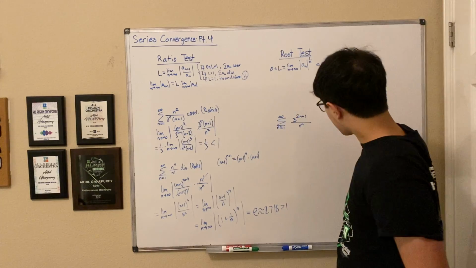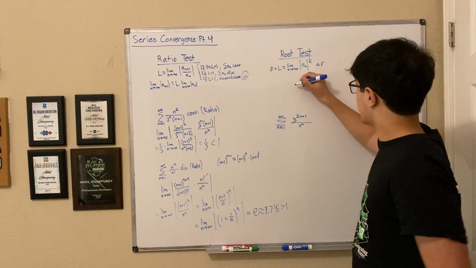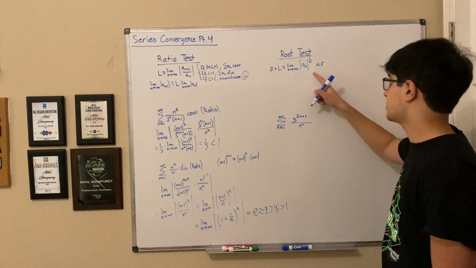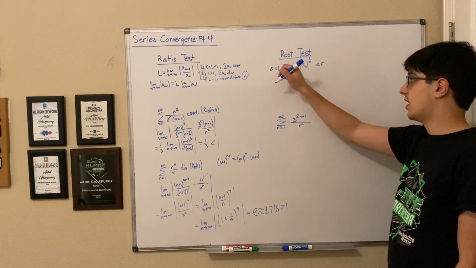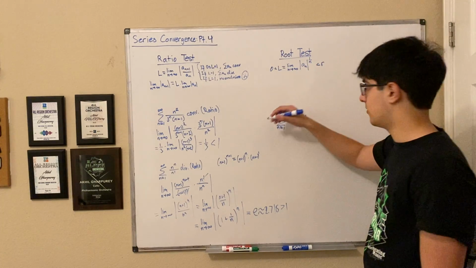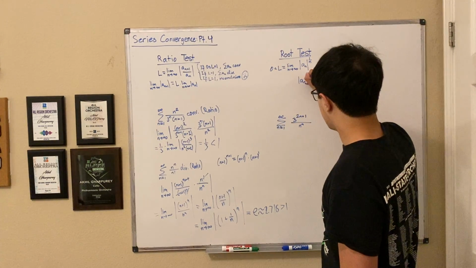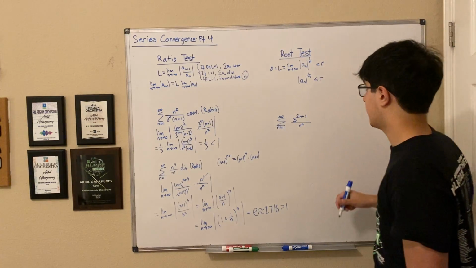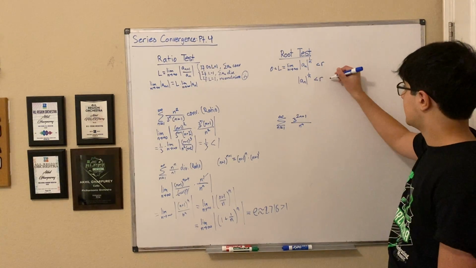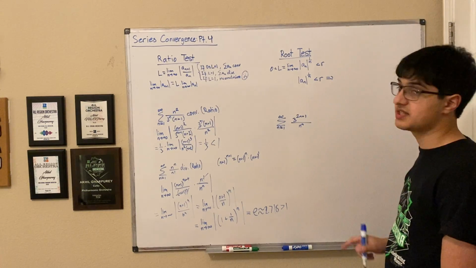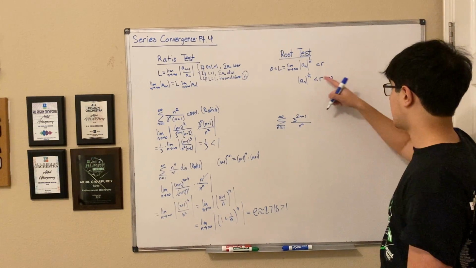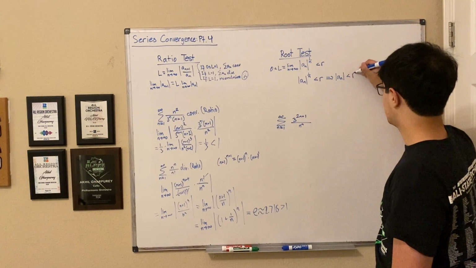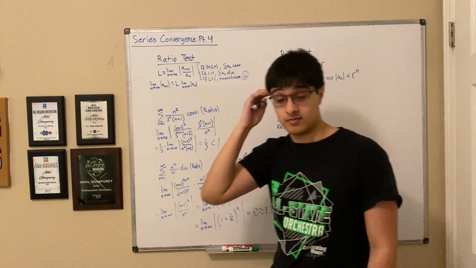Notice here, what we're going to do is kind of change out this expression here. We're going to ignore this limit for now. So we're going to say that the absolute value of a sub n to the 1 over n is going to be less than r. Then, if we take both sides to the nth power, this 1 over n power will cancel with the n, giving us the absolute value of a sub n is less than r to the n.